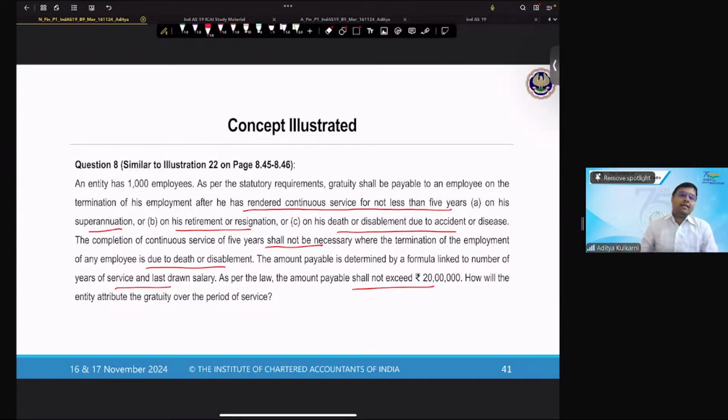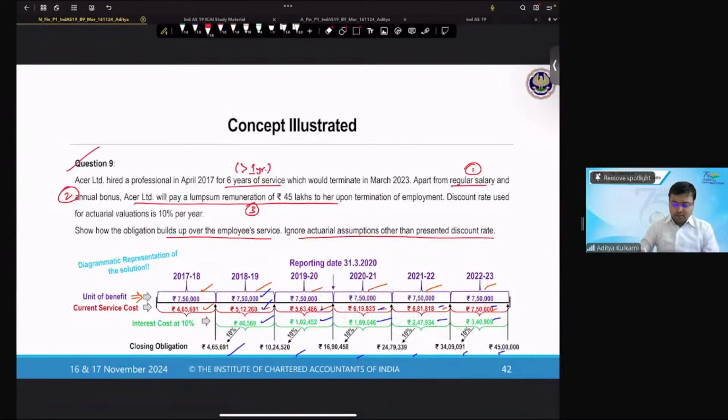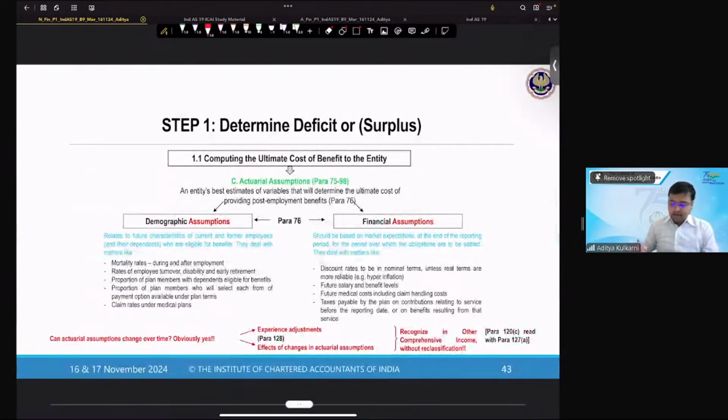Then you will have to estimate the future salary increases. You will have to estimate the future promotions. You will have to estimate the governing statute along with any probable changes in doing the calculation. Okay. Are you able to follow? So these 4-5 things you will have to ascertain and do the attribution of service. Any doubts so far? Question 9 is done. Any doubts?